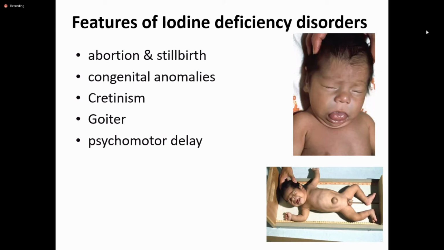If this can be detected in the newborn itself, infants will have a large tongue. You can see in this photograph the protruded tongue. The skin will be dry. They will have prolonged neonatal jaundice, constipation, and a large umbilical hernia. And if you monitor their development, there will be developmental delay. They will not be able to perform the various tasks timely, because iodine is required for neuronal or brain maturation as well as physical growth.